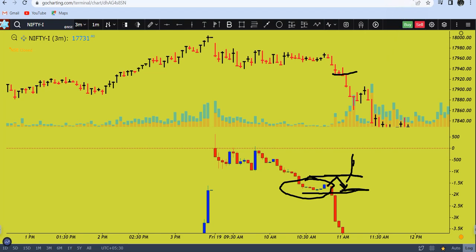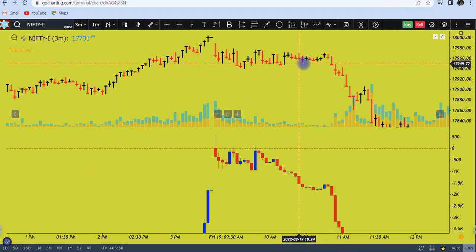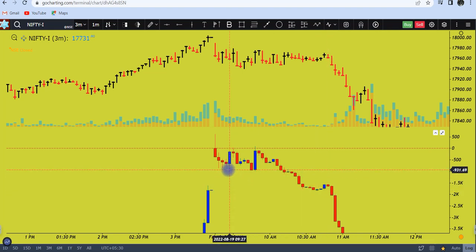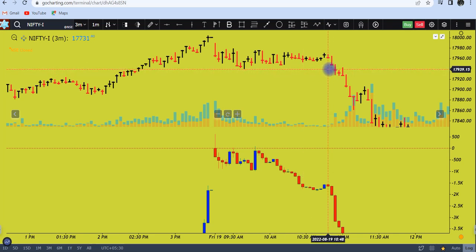Now, in this case, as you can see, the cumulative delta has already moved a lot lower, whereas the price has still not breached the low of the day at this point. Look at this candle, where it hardly breaks the low of the day, by 10-15 points. Look at what happens.